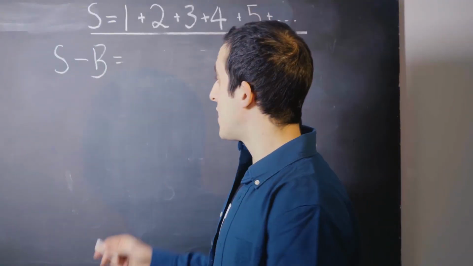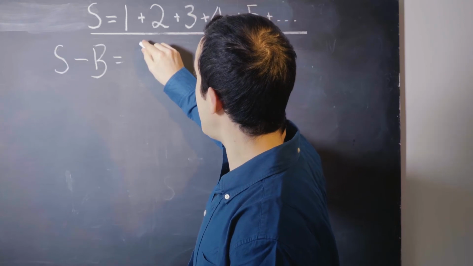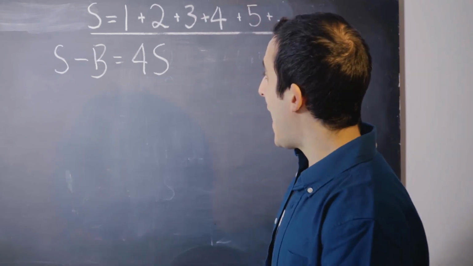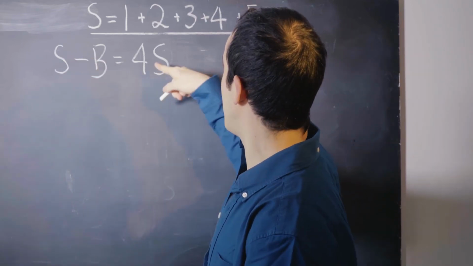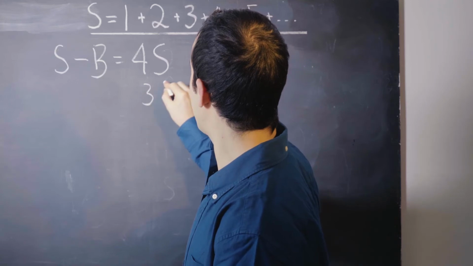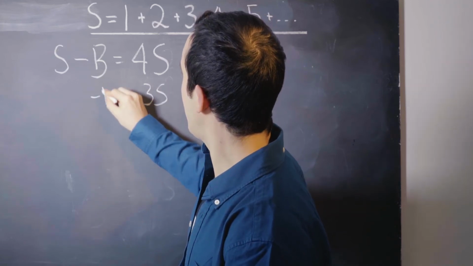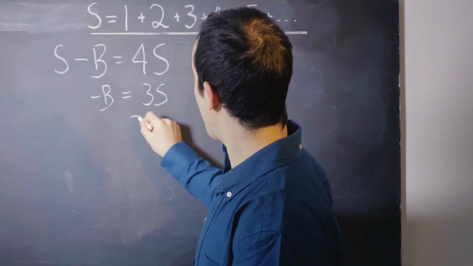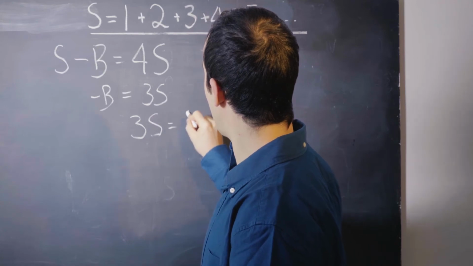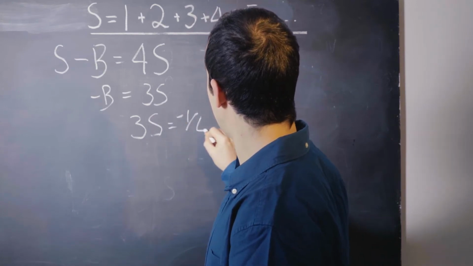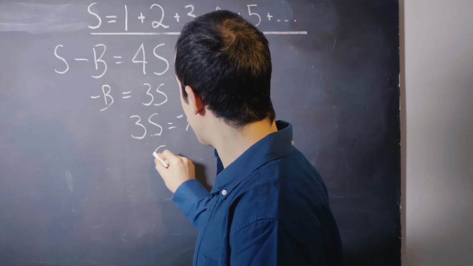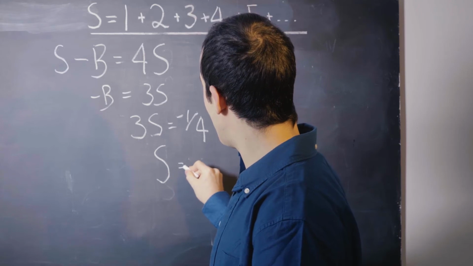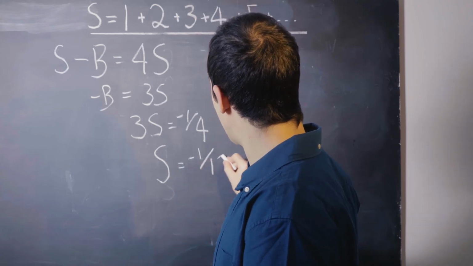So we've ended up at the situation where we say s minus b is equal to 4s. And a little bit of rearrangement here. We'll take this s over to this side. So we have 3s is equal to minus b. And remember, b was a quarter. So we have 3s is equal to minus a quarter, or s, which is the sum, the infinite sum of positive integers, is equal to minus 1 over 12.